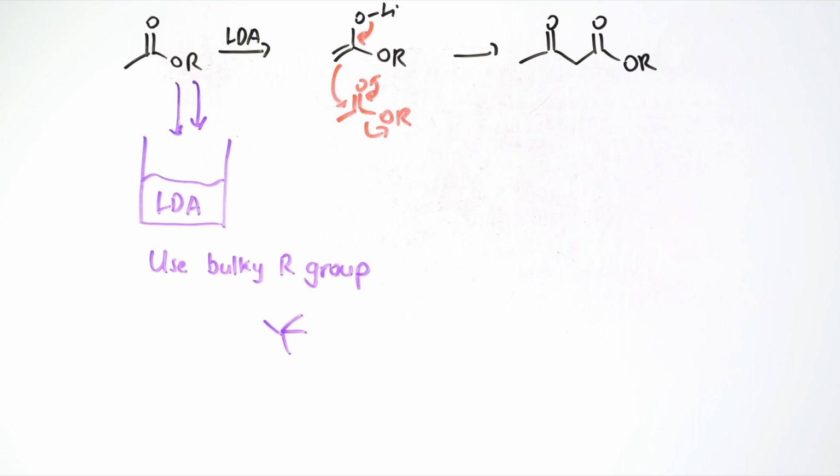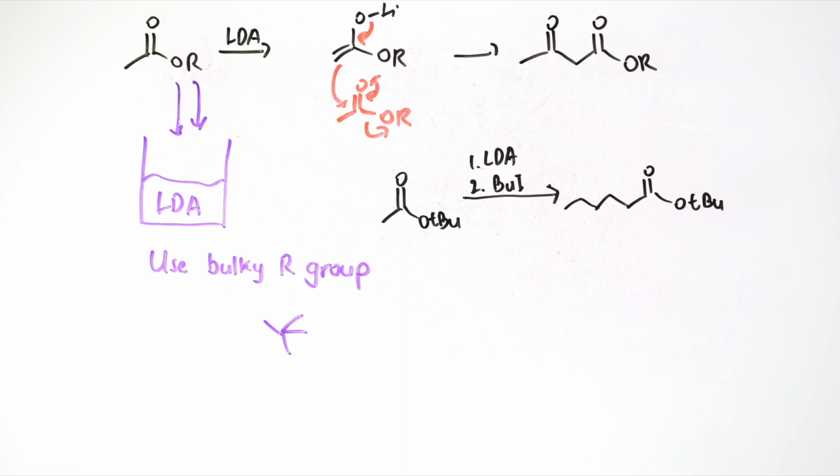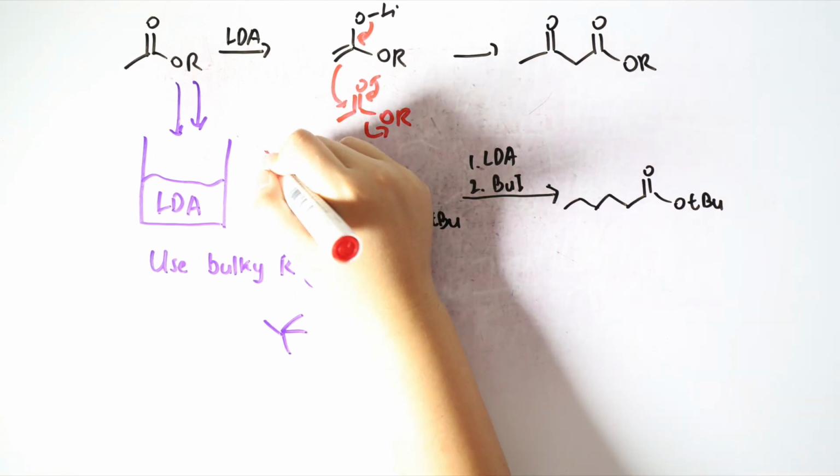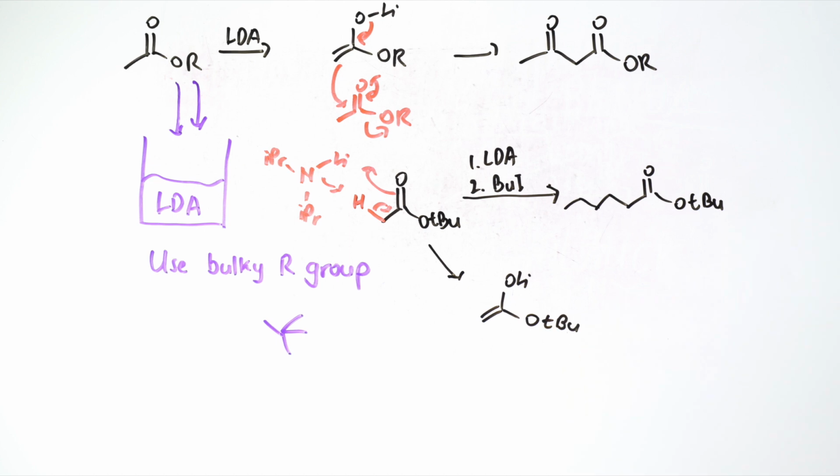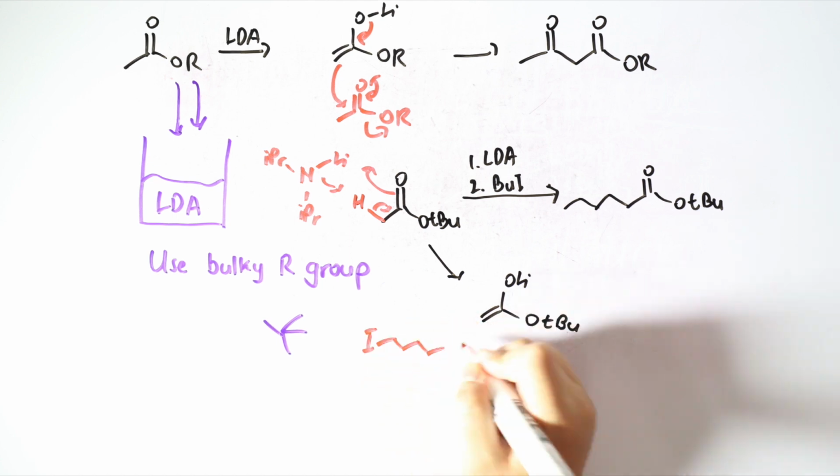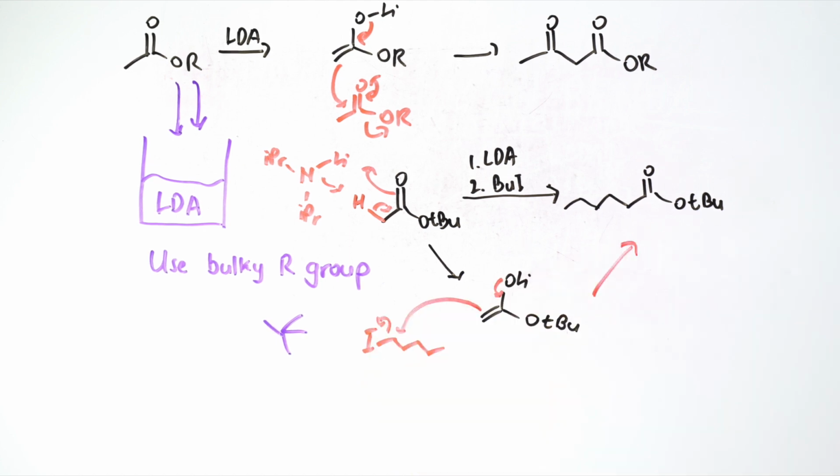One example here is the successful reaction of a tert-butyl ester with butyl iodide. First, the reaction with LDA forms the lithium enolate. Then, attack on butyl iodide forms the product.